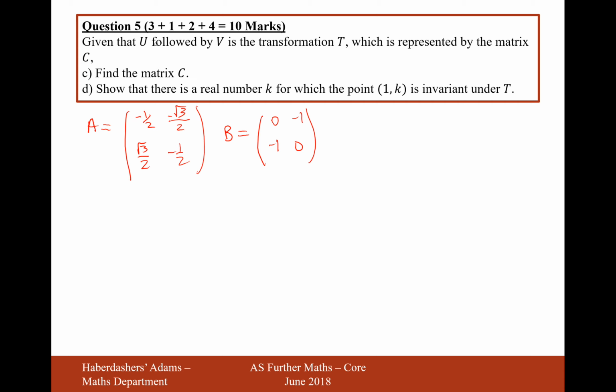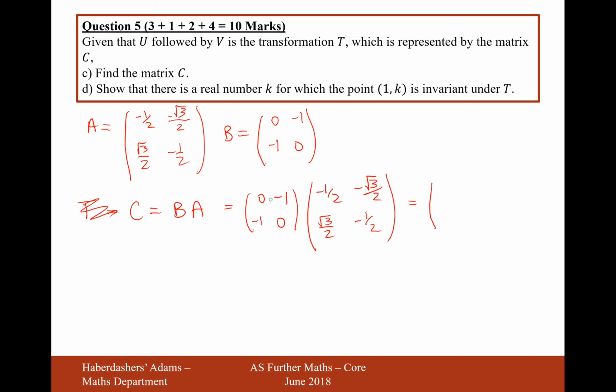Now if you want to do U followed by V, you multiply the matrices in reverse order. So C is going to equal B times A, because you want the coordinates to have A applied to it first and then B applied to it second. So let's do the multiplication here. (0, -1; -1, 0) times (-1/2, -√3/2; √3/2, -1/2).